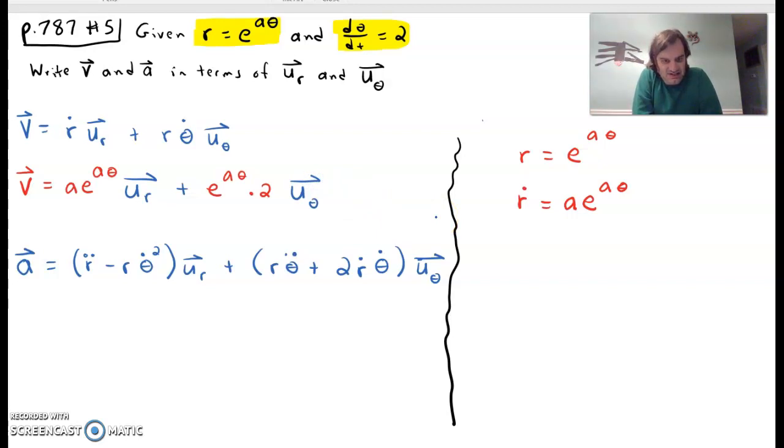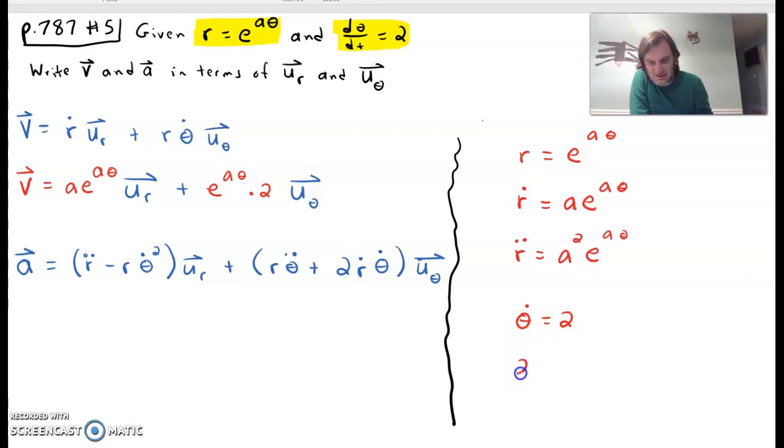Now when we go down to the acceleration vector, we need r double prime. So we just found the first derivative of r, so the second derivative will be a squared e to the a theta. And up here up top, we had basically theta prime to be 2. The second derivative of that would be 0. So let's see where that takes us.